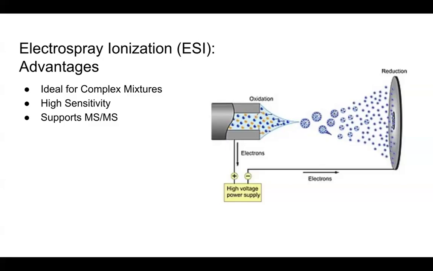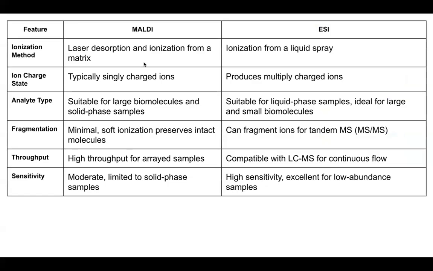protein characterization, and quantification. So I've also created a table that compares MALDI and ESI based on ionization method, ion charge state, analyte type, fragmentation, throughput, and sensitivity. So you can also screen cap this to help you with your review later on. But generally speaking, both MALDI and ESI play critical roles in proteomics and other life sciences. So they have different strengths for ionizing biomolecules.